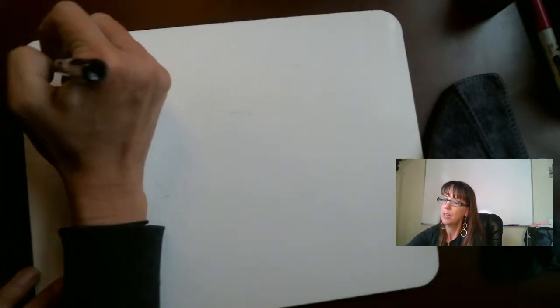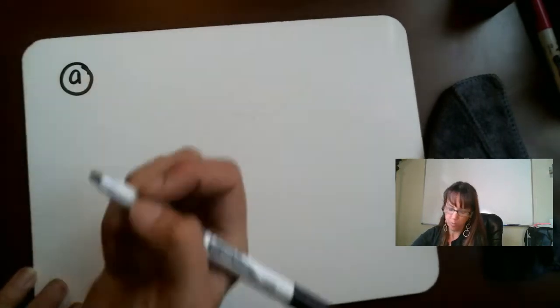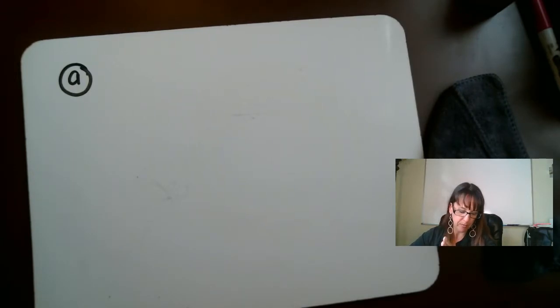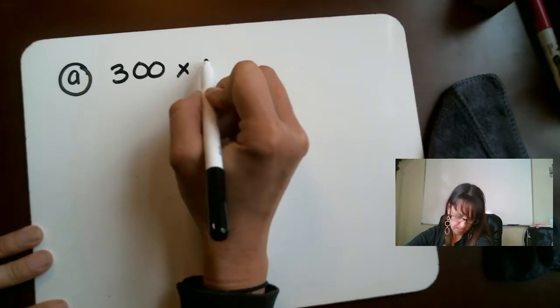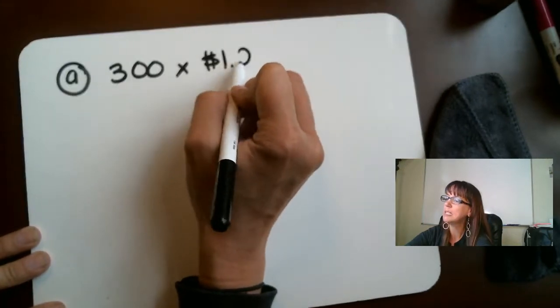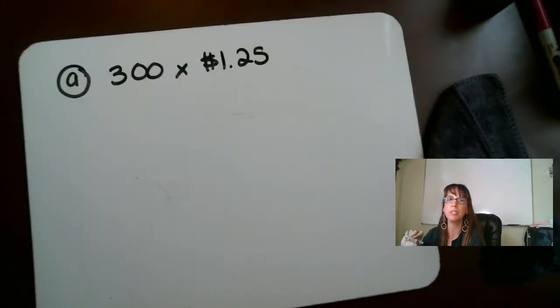Excellent. Okay, what I want you to do is go ahead and pause the video. You're going to do the practice problems that are on page 18, A through G. Go ahead and pause those. I will write them down if you want. If you don't have the book in front of you, I'll write them down and give you a second to do those. We have 300 times $1.25. 300 times $1.25. Pause the video and try that.